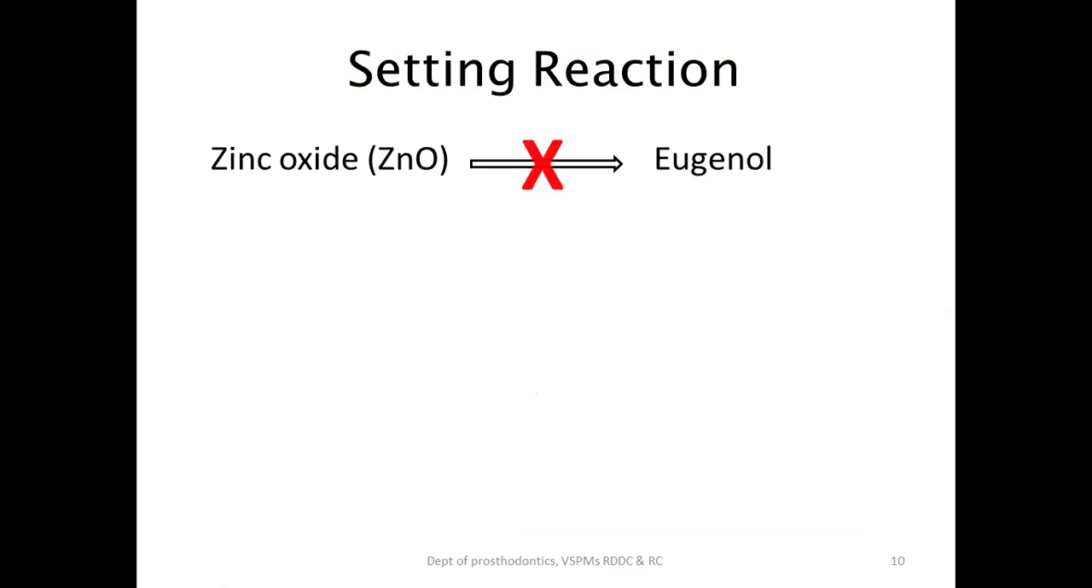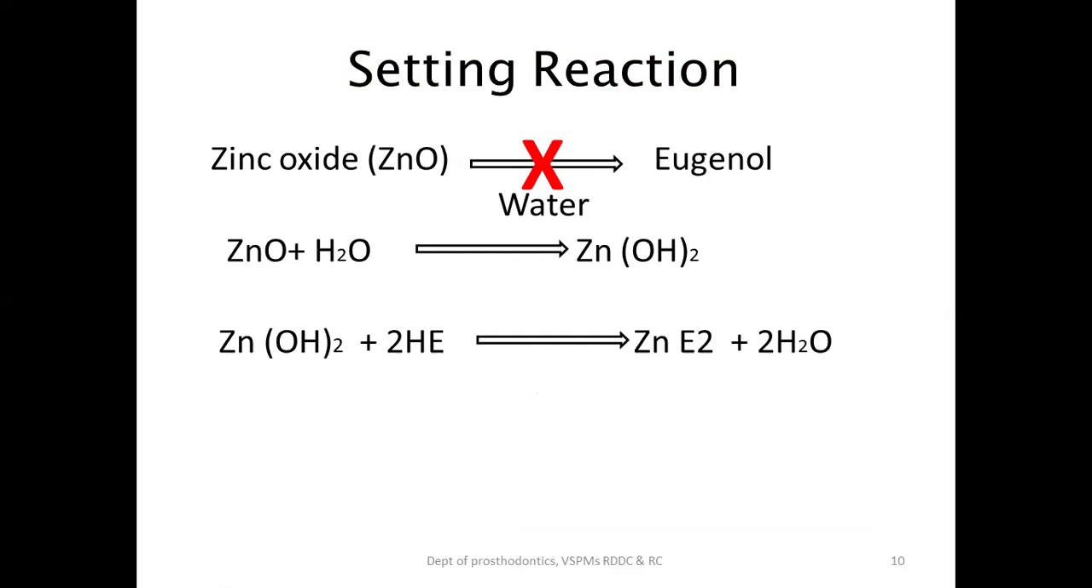Okay, it needs the presence of water or acetic acid, where it converts into zinc hydroxide. And then this zinc hydroxide combines with the acid eugenol, which gives you the chelation product that is known as zinc eugenolate, and water as a byproduct. So if you see, water is needed to initiate the reaction, and water is also a byproduct.